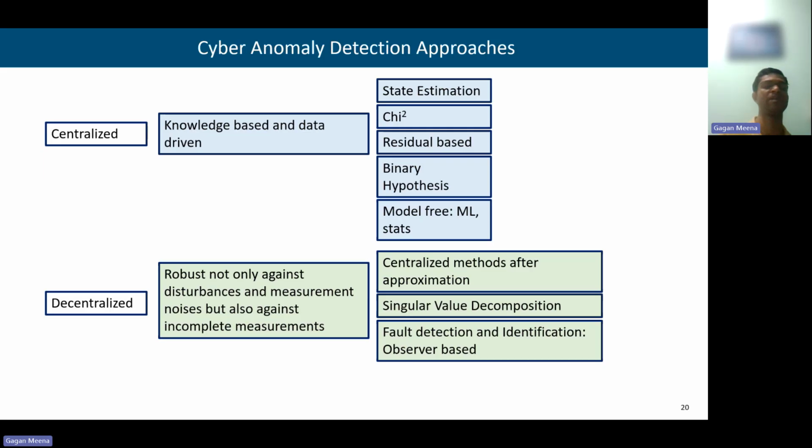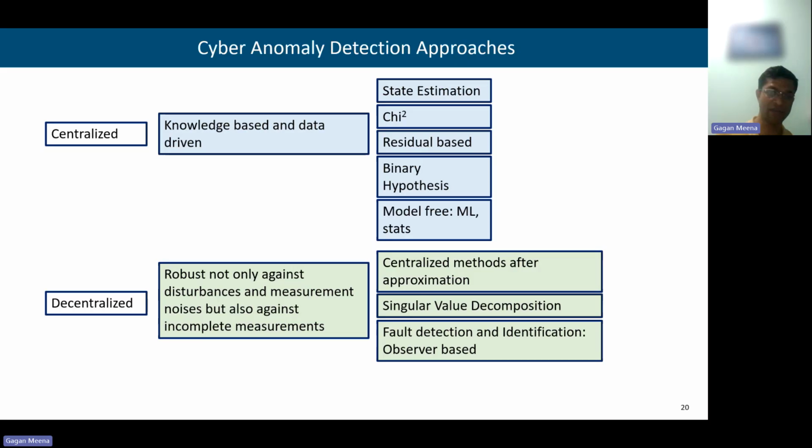It's knowledge based and data driven, and there are different methods like state estimation, chi square, residual based binary hypothesis, and model free ML statistics. Decentralized approaches are robust not only against disturbances and measurement noises, but also against incomplete measurement.